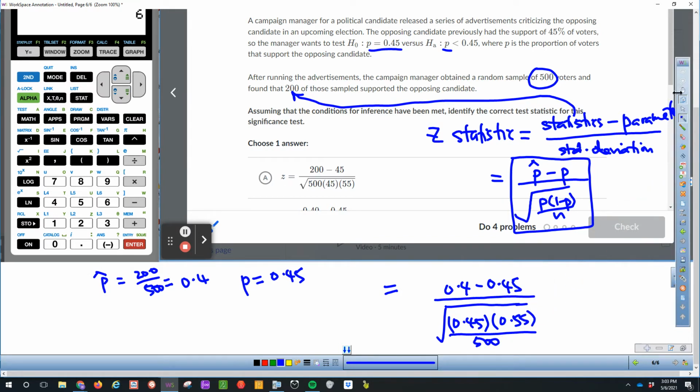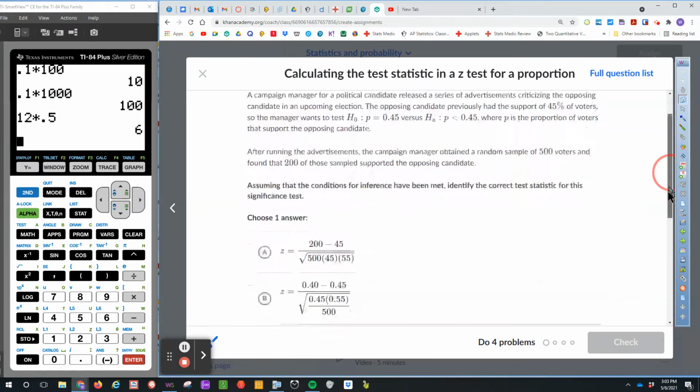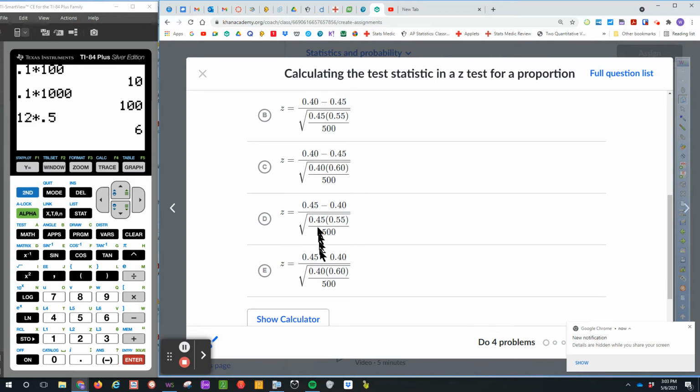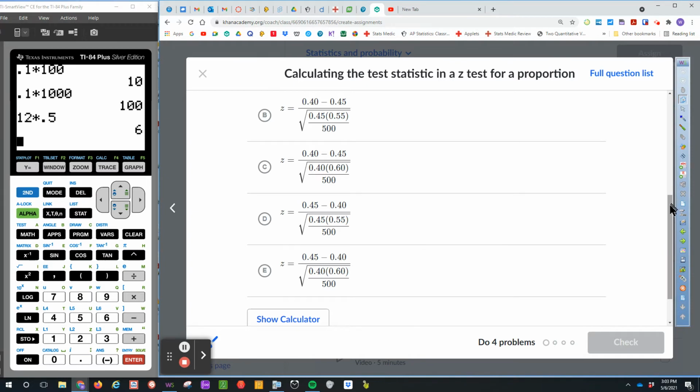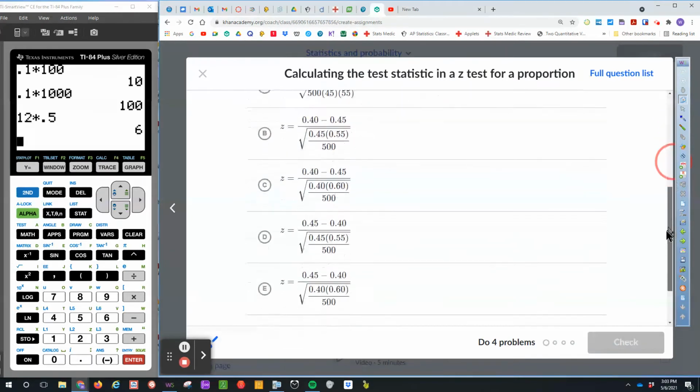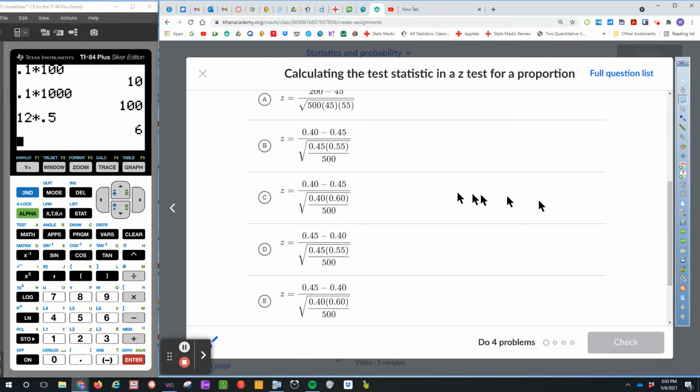So any of those options look like this. Let's see. So you have 0.45 minus 0.4 divided by 0.45. That doesn't work. And so, yeah, this one, right? 0.45 is your population parameter. So we are doing 0.4 minus 0.45 divided by the square root of 0.45 times 0.55 divided by 500. Yeah, isn't this the one that I wrote earlier?